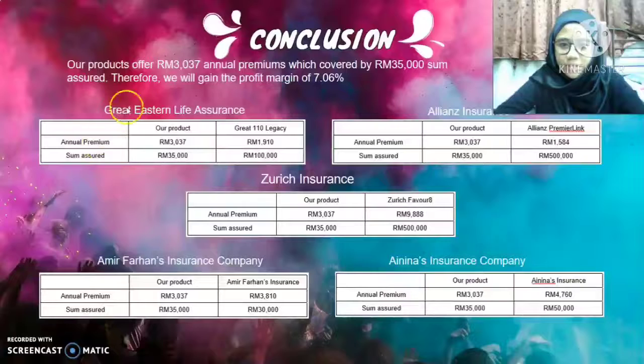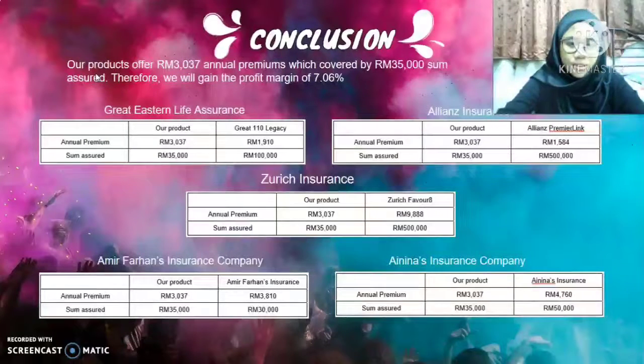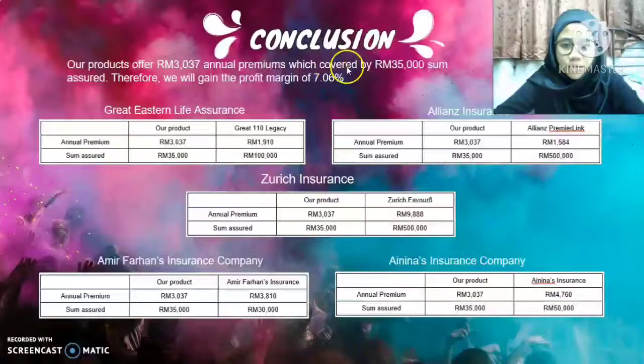Okay, the last part is the conclusions. Our product offers RM3,037 of annual premium, which is covered by RM35,000 of sum assured. Therefore, we will gain the profit margin, which is 7.06%.